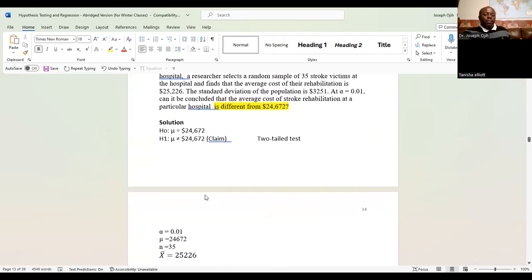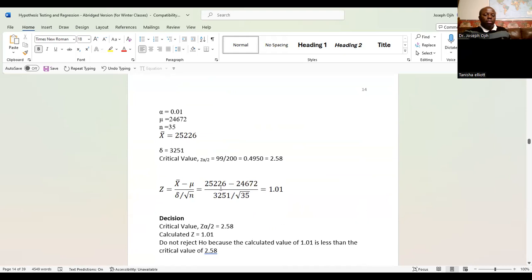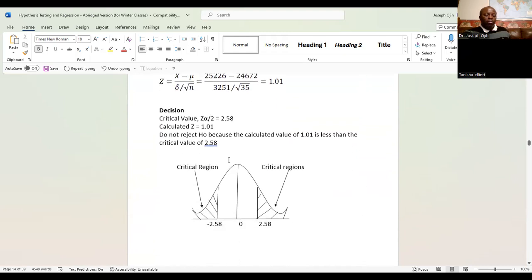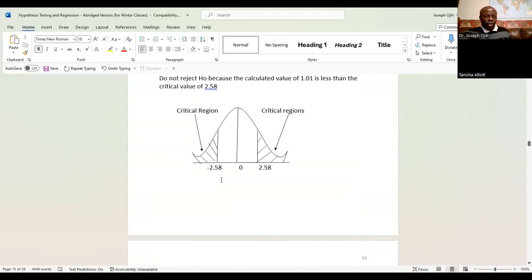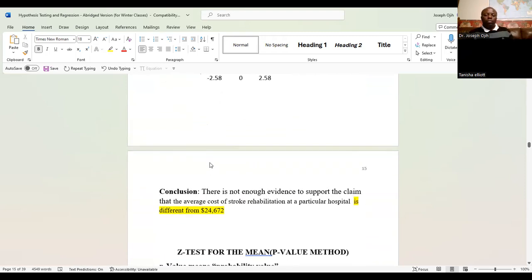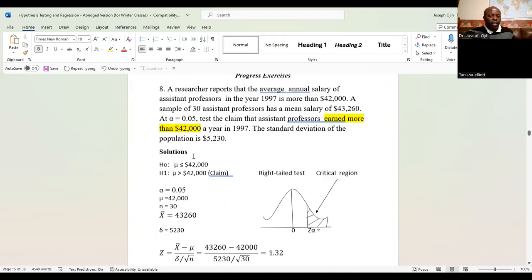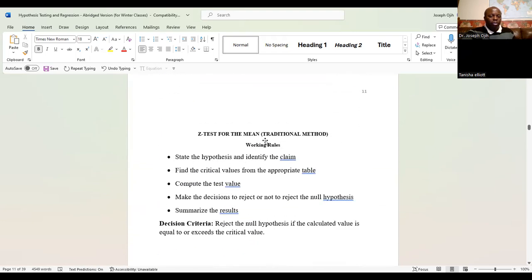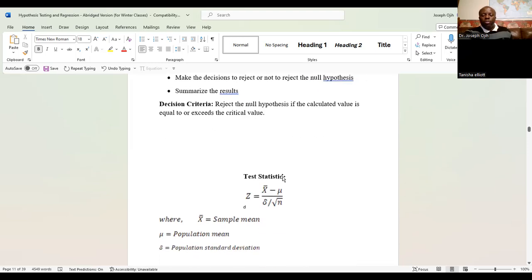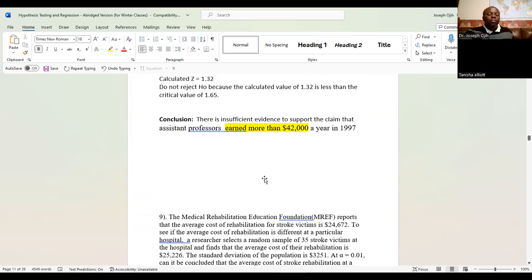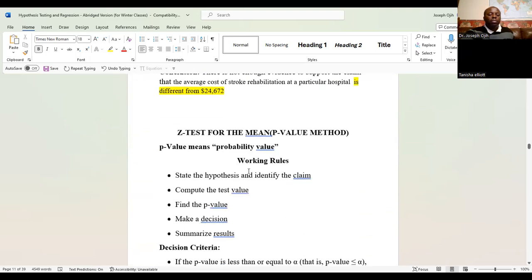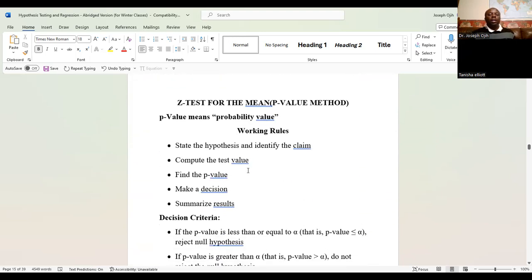You make a hypothesis, get a critical value, run the hypothesis, make a decision, then conclude. Any question to any of this? Okay, good. Now, remember the one we just did is called the z-test for the mean, the traditional method. Now let's do the p-value method of the same thing. So this is the z-test for the mean using the p-value method.